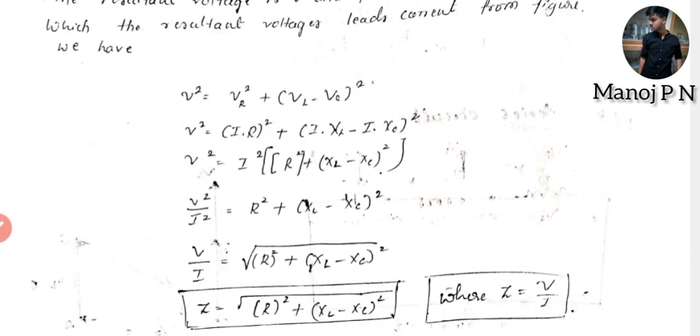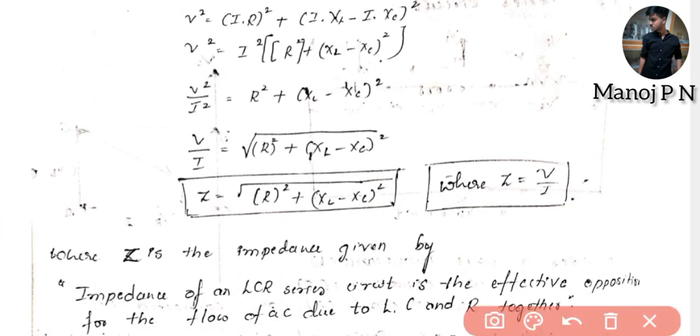After this, V by I is called Z, where Z is the impedance. What is impedance?